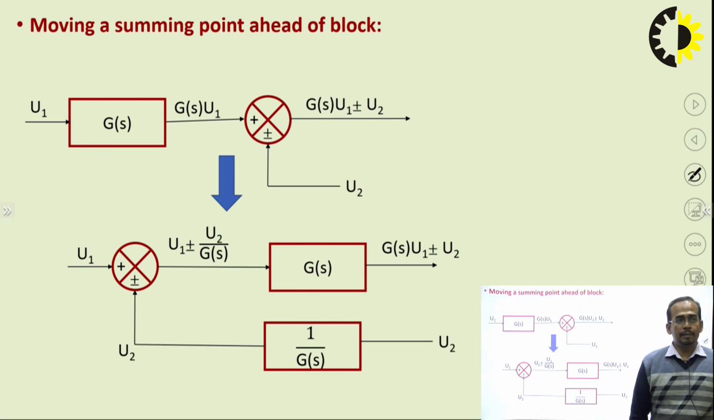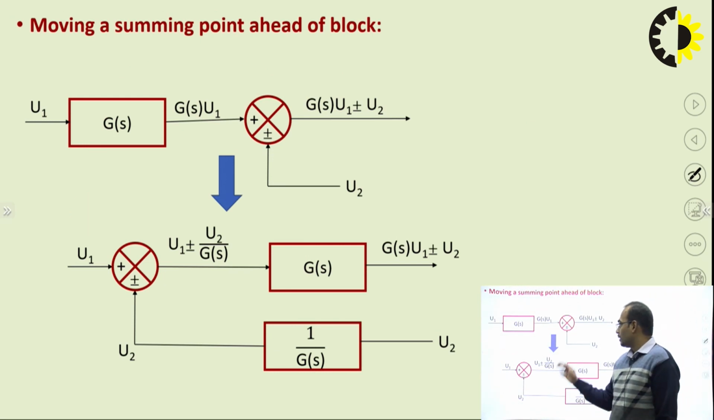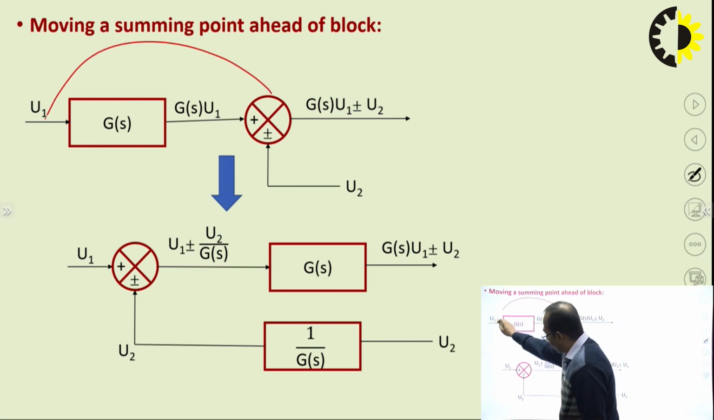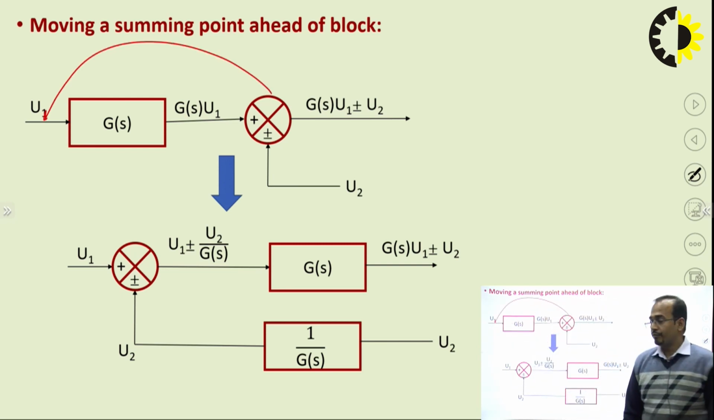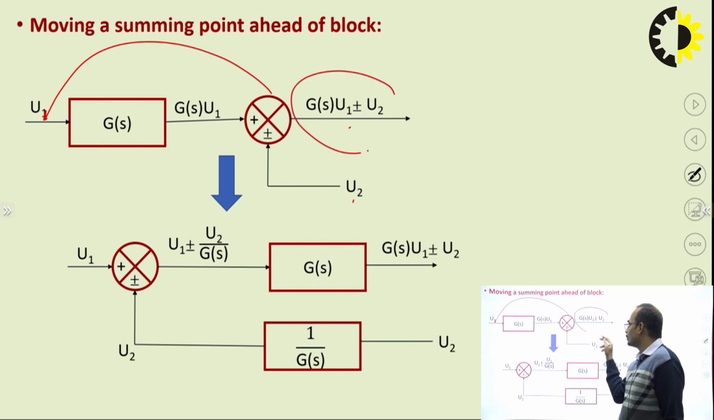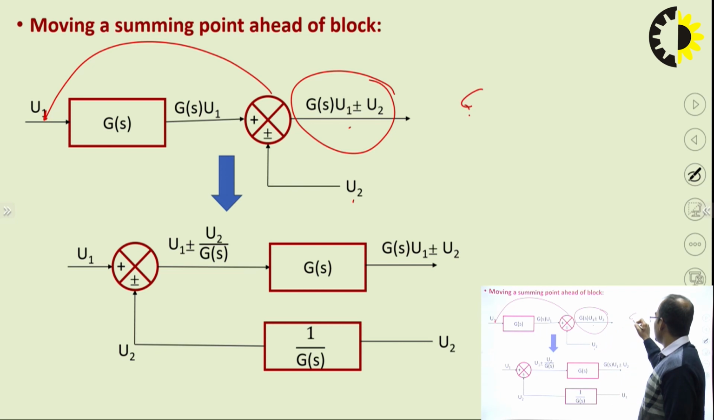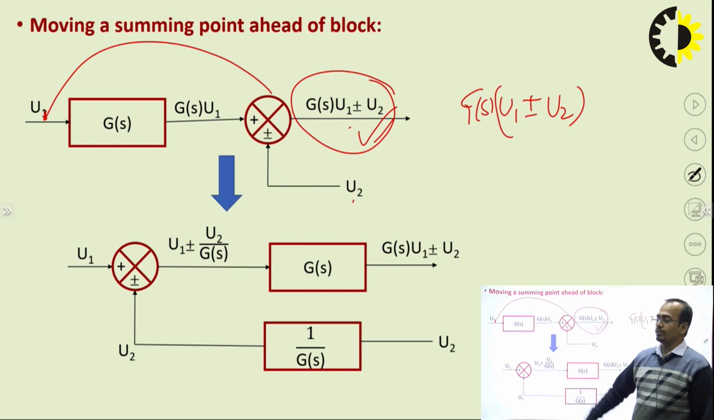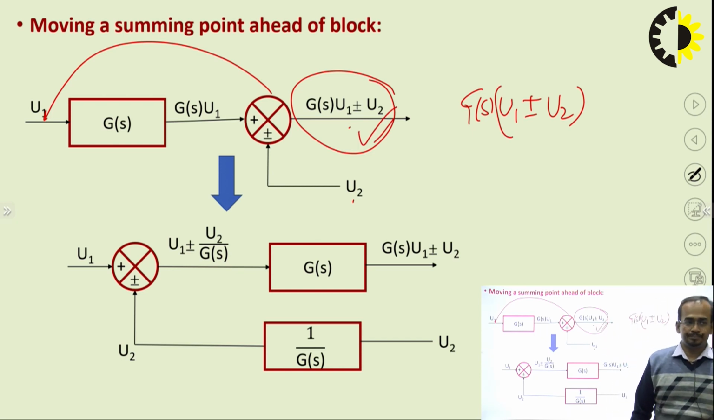Next is moving a summing point ahead of a block. Now we want to move this summing point before the block. Before the block, what is the output here? GS U1 plus minus U2. If I move this without any modification in the input U2, then we will get GS U1 plus minus U2, which is not the desired output of the previous system.